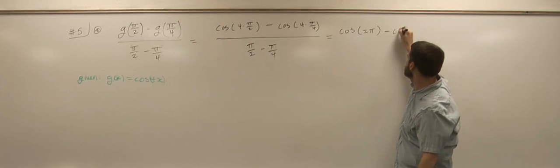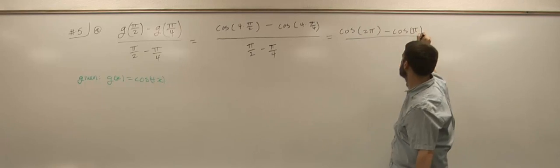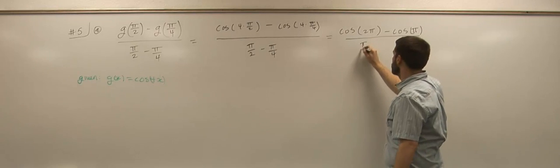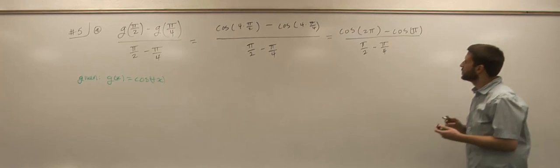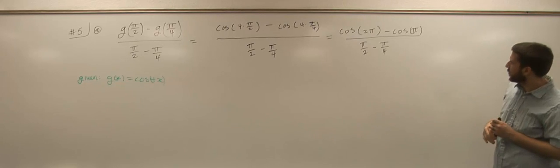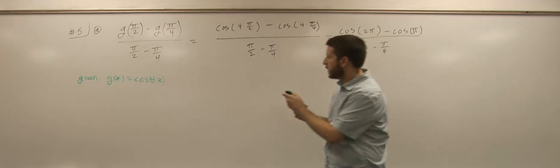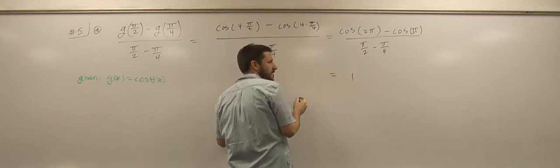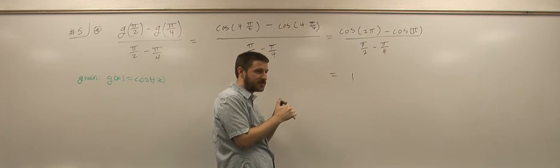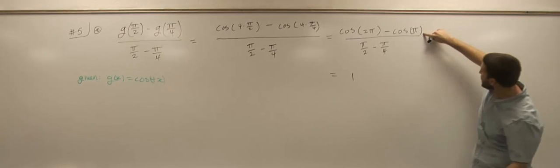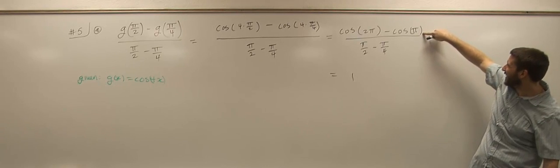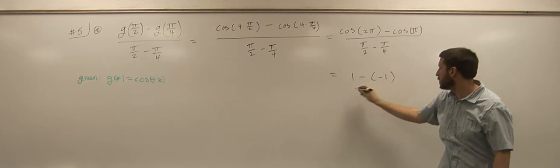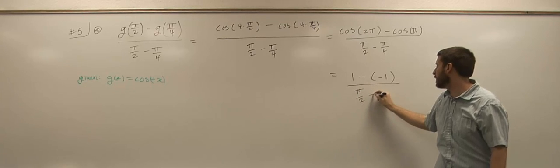This guy becomes pi. On the bottom, let me deal with that in a second. Let me ignore that for a second. It's stressing me out, so I'm just going to ignore it. I know cos of 2 pi. What's cos of 2 pi? 1. Yes, I agree. Does anybody not agree? You agree too? That's like 3 of us? Good. Majority. Exactly. Cosine of pi is -1, so this will be minus -1 over pi over 2 minus pi over 4.